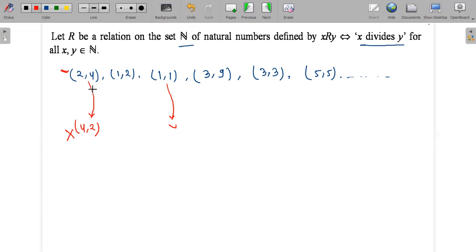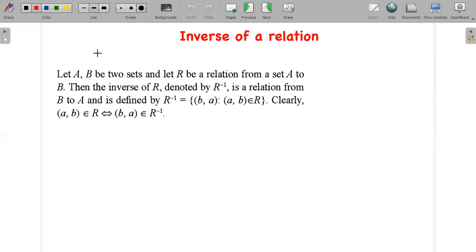Do let me know your opinion in the comment box whether this whole relation is said to be anti-symmetric or not. I'm just curious what your result will be if the anti-symmetricity is there corresponding to these two elements. Do let me know. So now before we end this chapter, let's quickly go through the inverse of a relation.